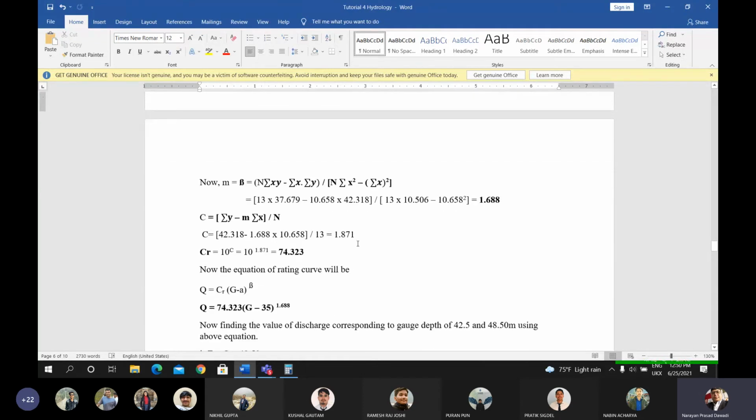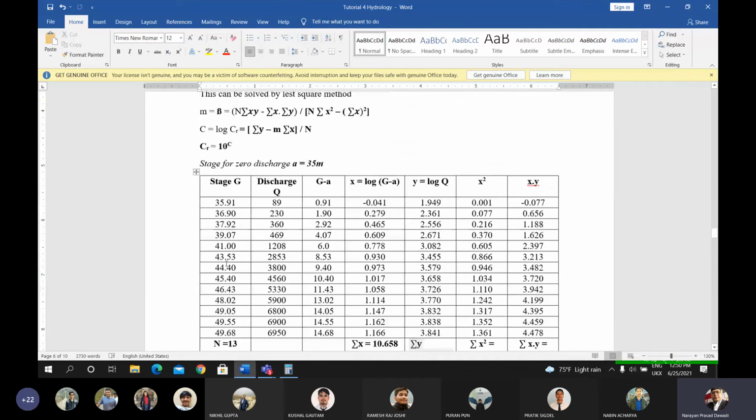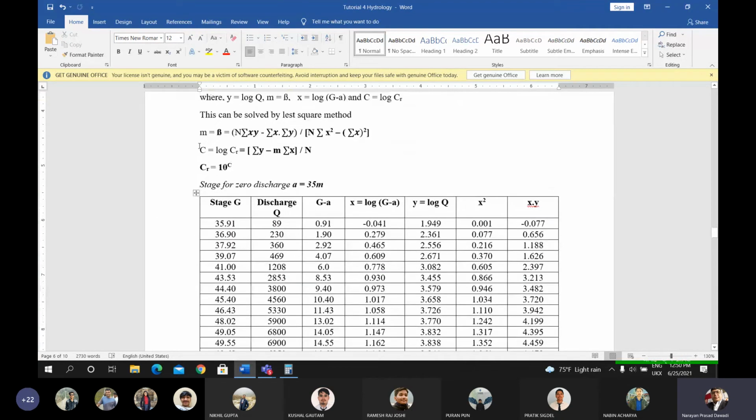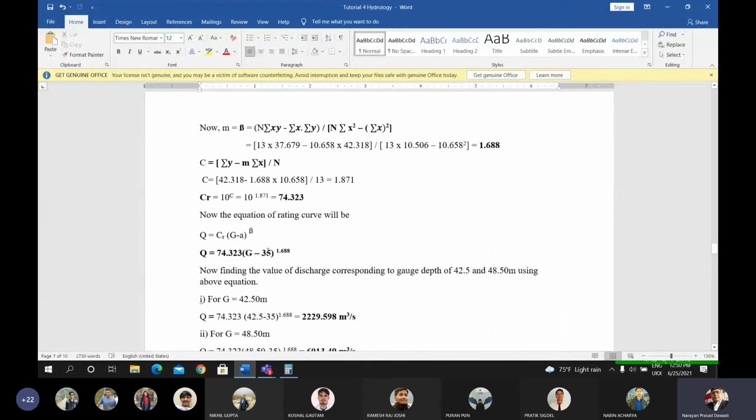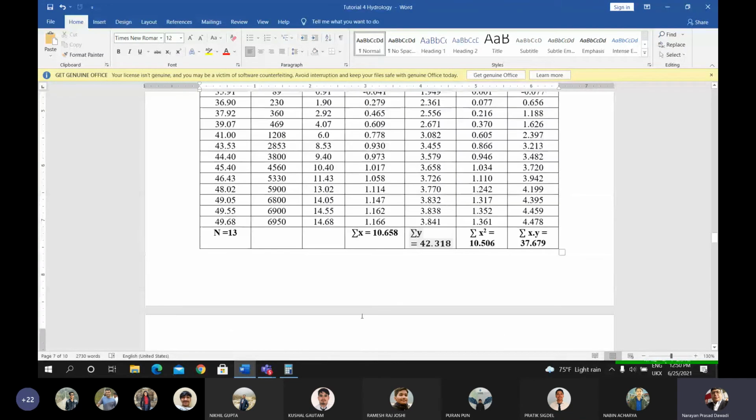Now for getting CR, after finding the C, CR will be 10 power C. The C value is 1.871, so put the value of 10 power 1.871. The CR value will be 74.323.